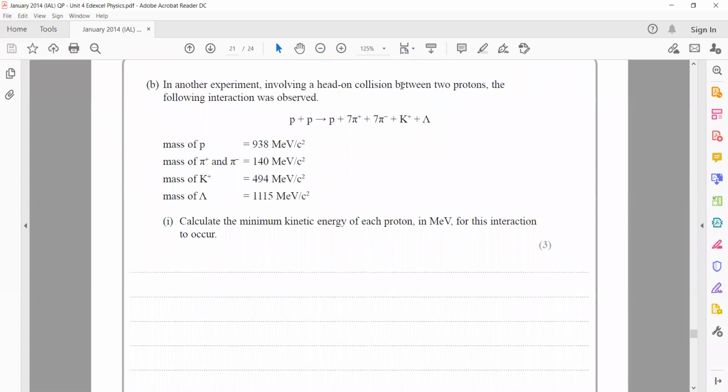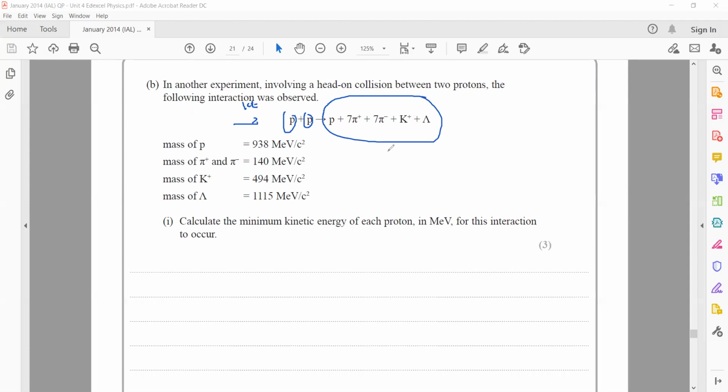In another experiment involving a head-on collision between the two protons, the result is the following: a proton, 7 pi positive, 7 pi negative, K positive, and another lambda particle. Calculate the minimum kinetic energy of each proton for this interaction. So basically, there is a mass of the two protons and the kinetic energy of the two protons converted into the total mass of the particles which are required.